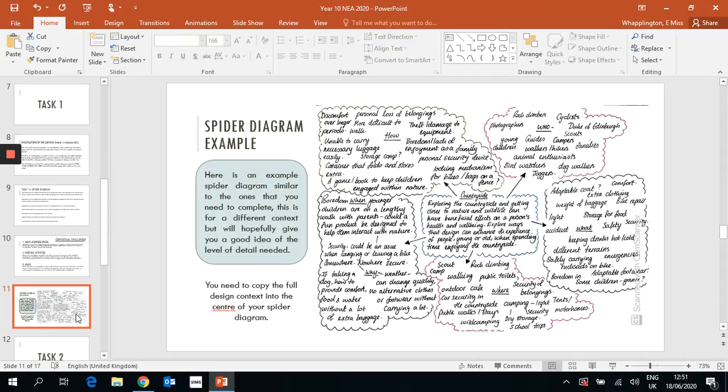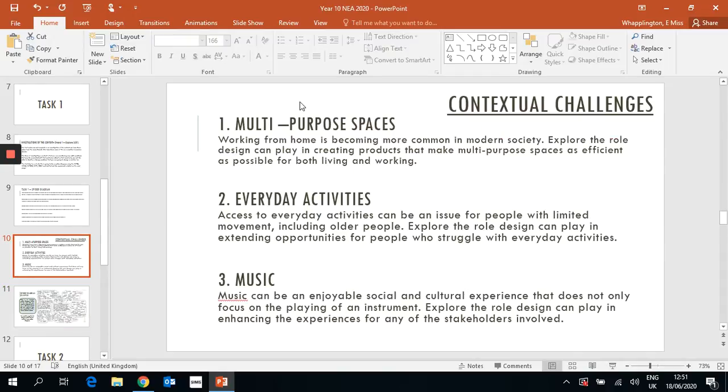So of the three, you pick whichever two you think are going to be easier to do and most interesting. A lot of people say they've gone for the music option. Multi-space is quite good at the moment because a lot of people, yourself even, are having to work from home instead of normal environments such as school, and that creates quite a lot of issues that people might have. But you are picking the two that you like the most. You are doing two separate spider diagrams.